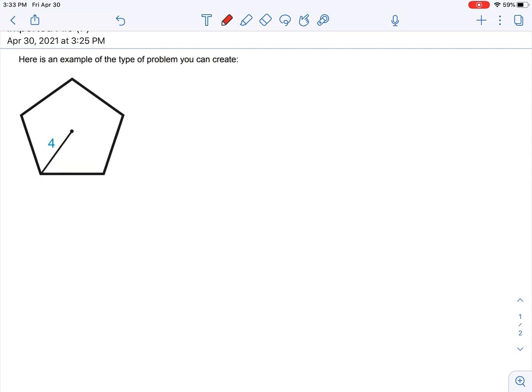Okay, so here we have a regular polygon, which means all 5 of these sides are congruent to each other, and we are given the radius of 4. Ideally, your problem should have a unit on there, like centimeters or feet or something like that, but that's what I have here. Okay, so since I know the area of a regular polygon is 1/2 AP, I need the apothem, which is this. And I need to know the perimeter, which means I need to know the length of one of the sides. I have neither of those things. All I have is this radius distance of 4.